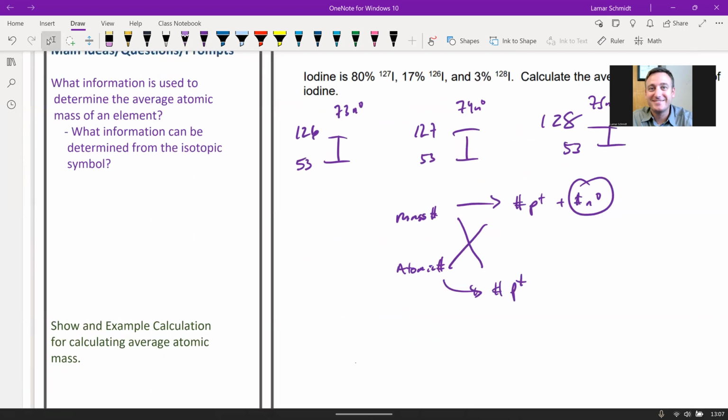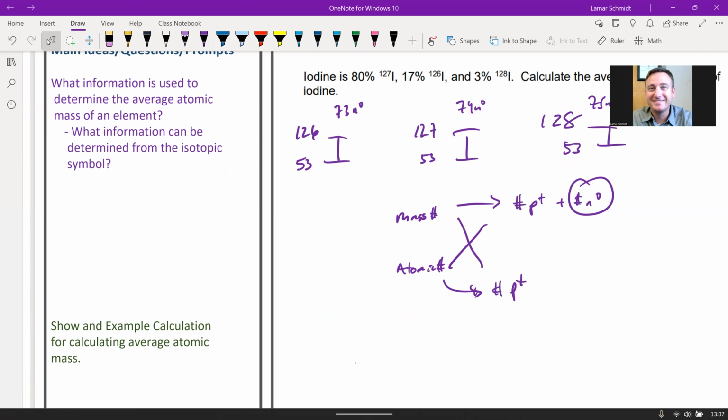When you have an element, the number up in the top left corner represents what? The mass number. The mass number is the number of protons and neutrons. And then in the bottom left, that would be the atomic number representing the number of protons. You need to make sure you know that.